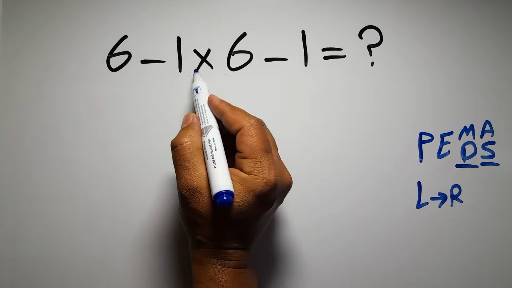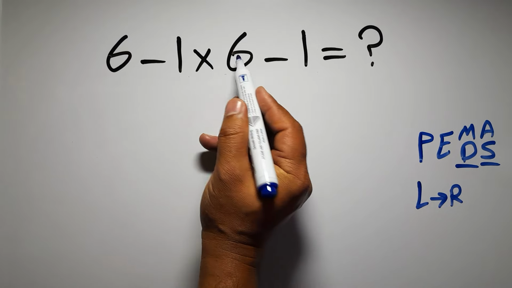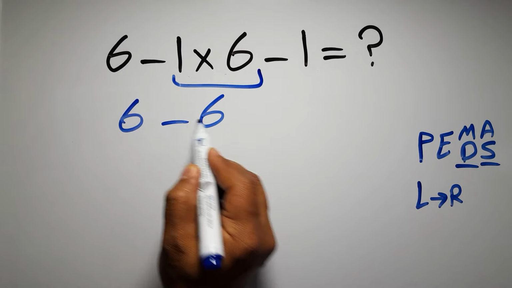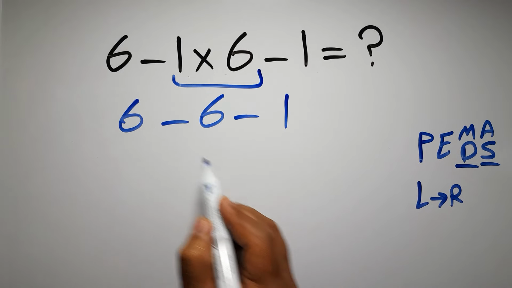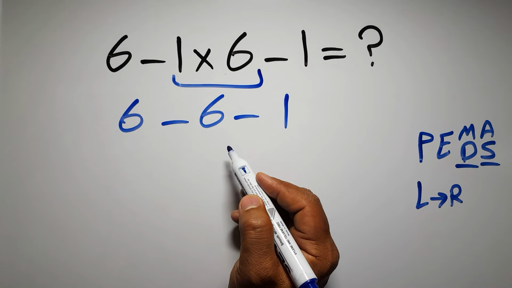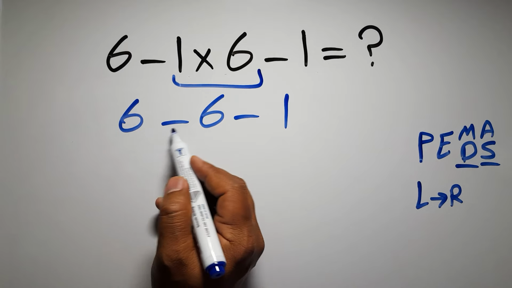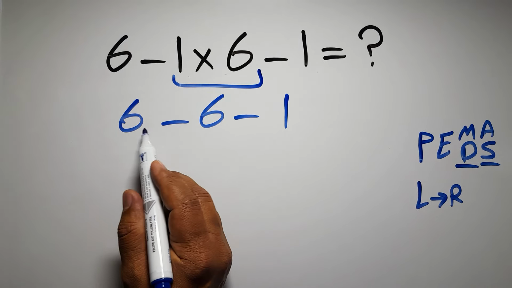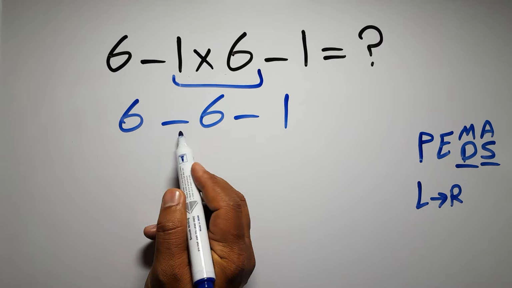So first this multiplication, 1 times 6 is just 6. So 6 minus 6 minus 1. Now we have two subtractions. And when we have more than one subtraction in an expression, we have to work from left to right. So here, first we have to do this subtraction.